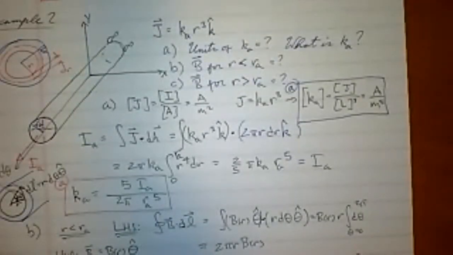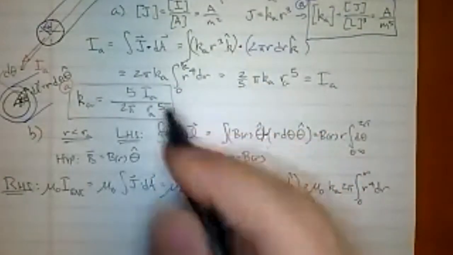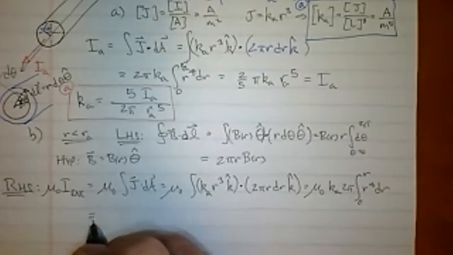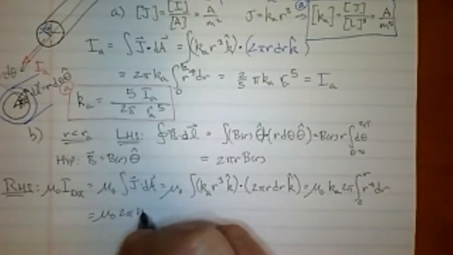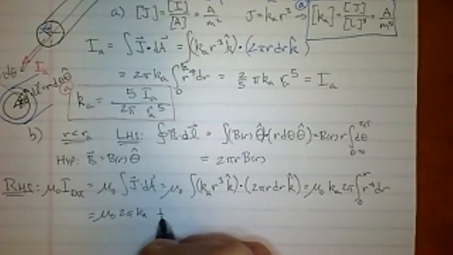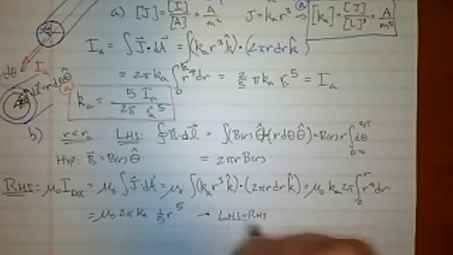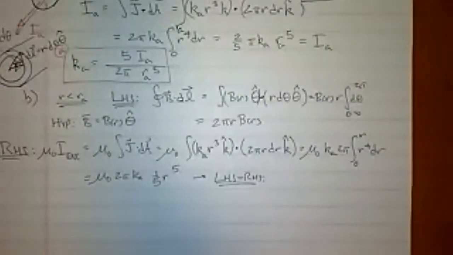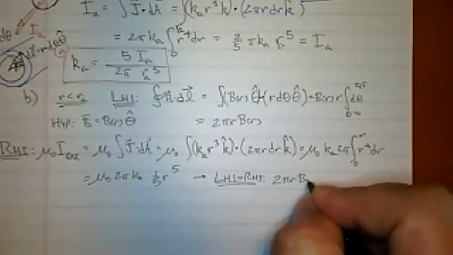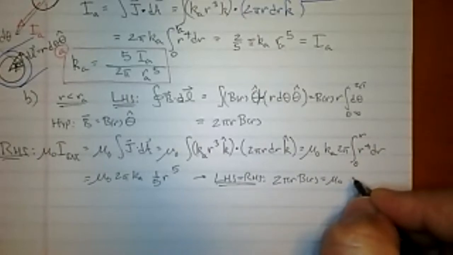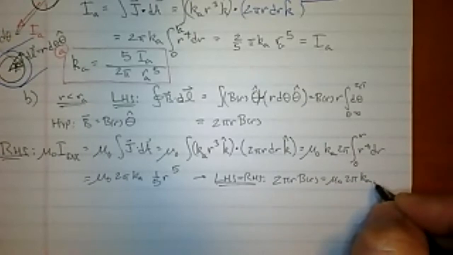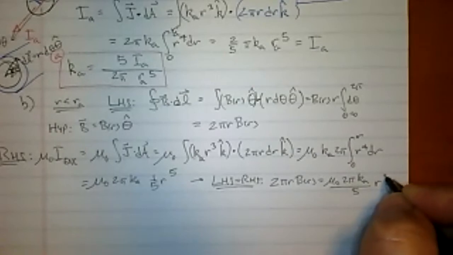Now I'm going to have the integral of r to the 4th dr, and that goes from 0 to r. Okay, so it's just like that integral we did before, except now I'm only going to r instead of ra. So I can see already this is going to be mu 0 times 2 pi Ka times 1/5 r to the 5th. So if I set left-hand side equal to right-hand side, as we're used to doing with Ampere's law, make sure you ask me questions if y'all aren't getting this, folks. Then I'm going to have 2 pi r B of r is equal to mu 0 times 2 pi Ka over 5 r to the 5th.